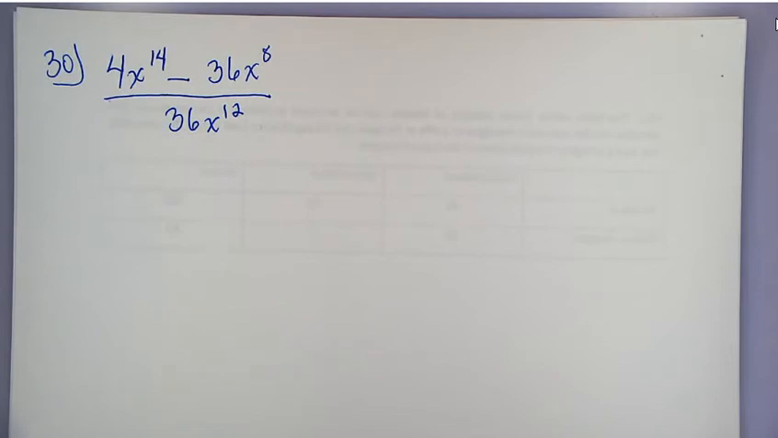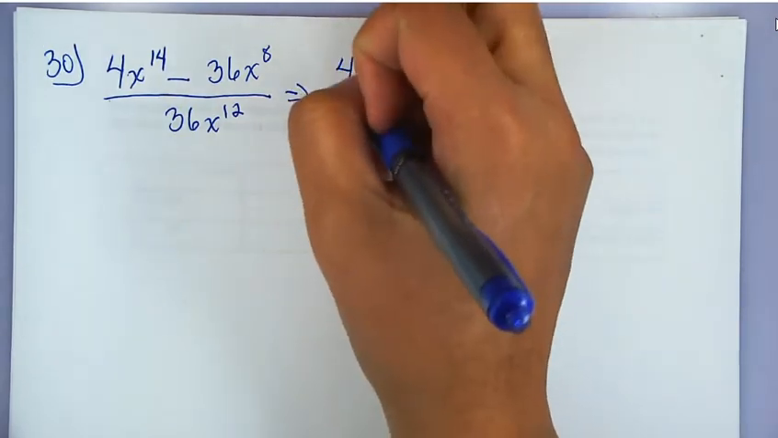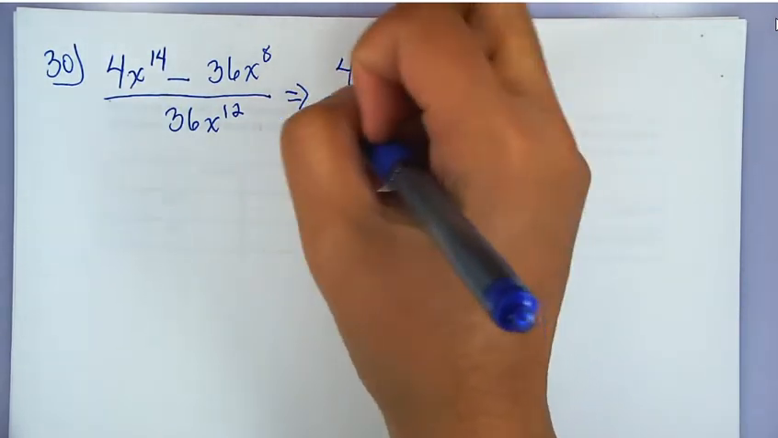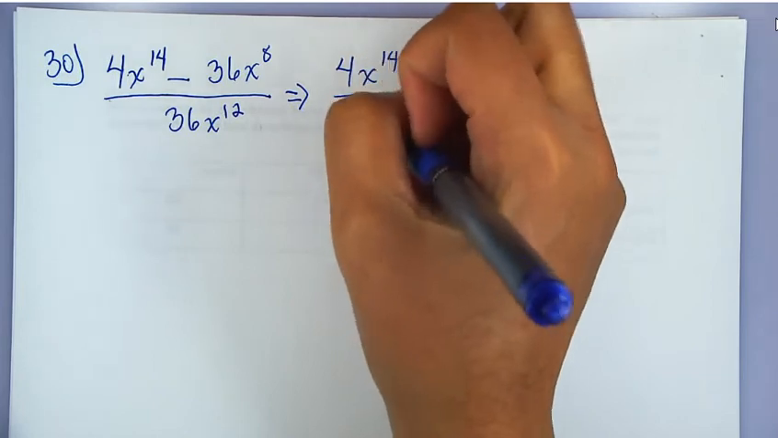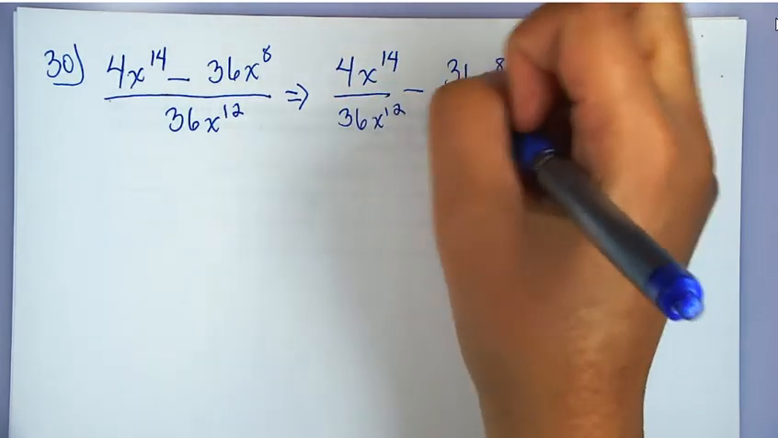What are we going to do first? First step is to do what? Exactly. Write it down. Did you write it down? Great, great, great. So what are we going to do now? Break it up. So here we go. And I get 4x to the 14th over 36x to the 12th minus 36x to the 8th over 36x to the 12th.